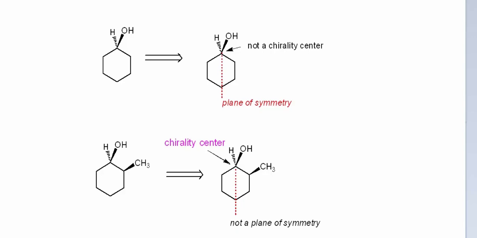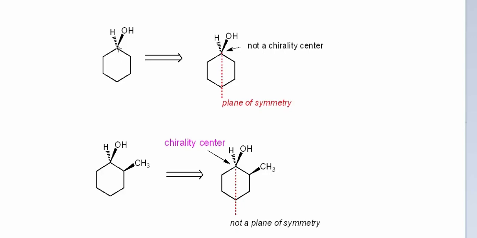Well, one way to look at this is as follows. Let's consider a cyclic compound with a hydroxyl group. It's a 6-membered ring with an OH group. The compound itself is called cyclohexanol. Is the carbon bearing the hydroxyl group a chirality center?